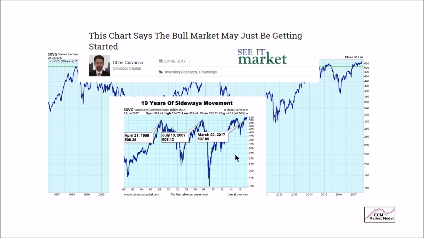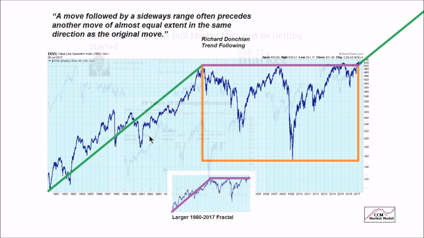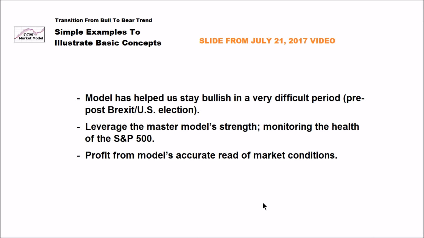Market fractals tell us that concept applies to a 1-minute chart, a 10-minute chart, a 30-minute chart, a daily chart, a weekly chart, a monthly chart, and even a 35 or 40-year chart. On a daily chart, the number to watch is roughly 508 for the Value Line Geometric Index. As of the close on July 26th, we were trading above 508, at 531.